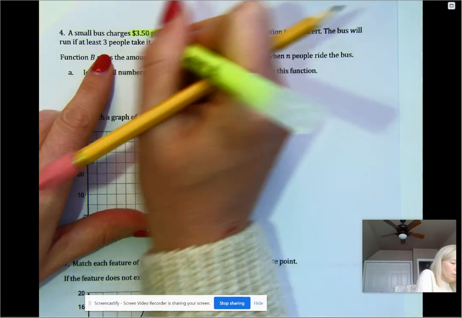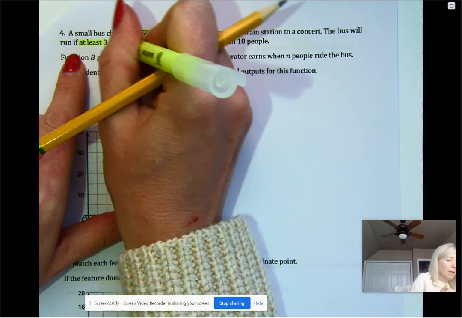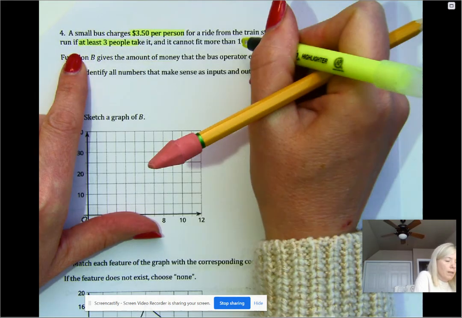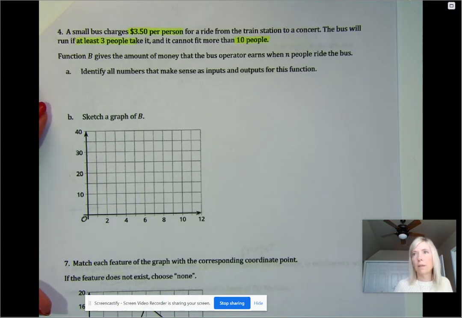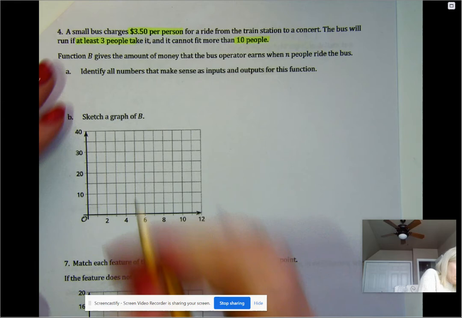There's a minimum number: at least 3 people have to be on the bus, and it can't hold any more than 10. So between 3 and 10 people on the bus. So where it says to identify all numbers that make sense as inputs for the function. Okay, sure. So the input is going to be the number of people riding the bus. So we could have, so we'll just say inputs.